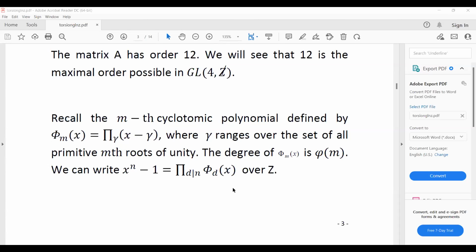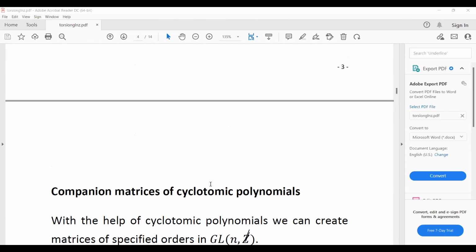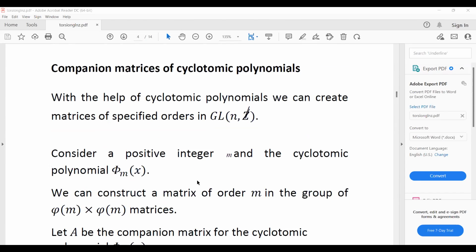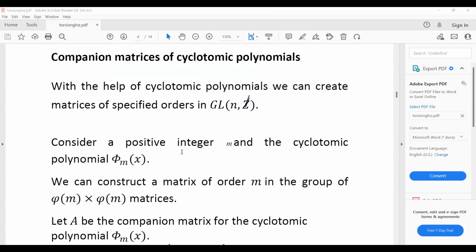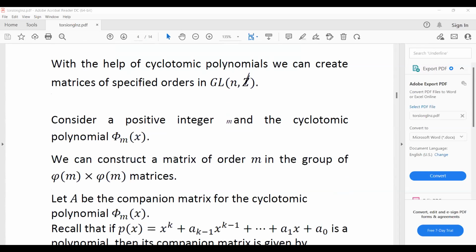Because of that, you can have this equation. So anyway, these cyclotomic polynomials are very nice, and we'll use them to construct matrices of finite order. Recall companion matrices. If you have a cyclotomic polynomial, we will create matrices of specified orders. Let's see what possible orders there are.